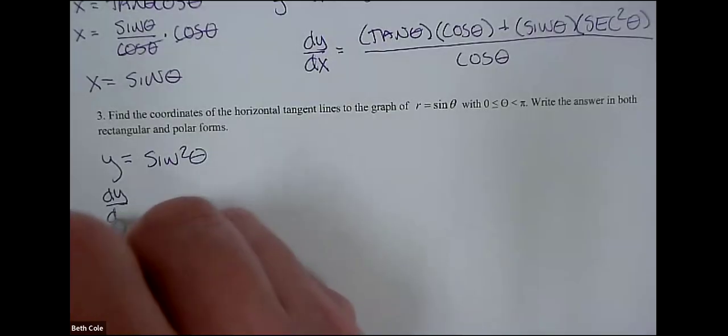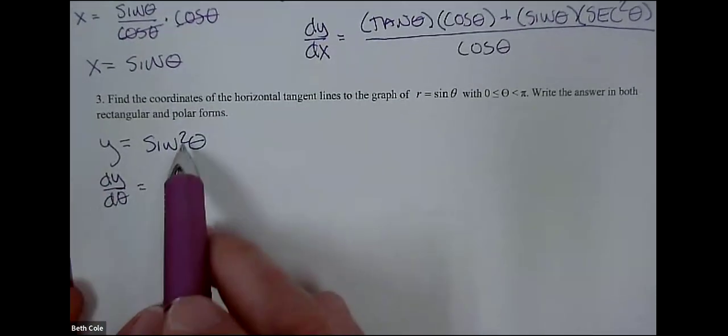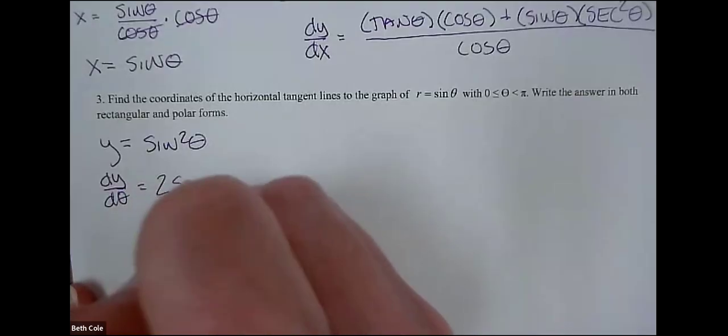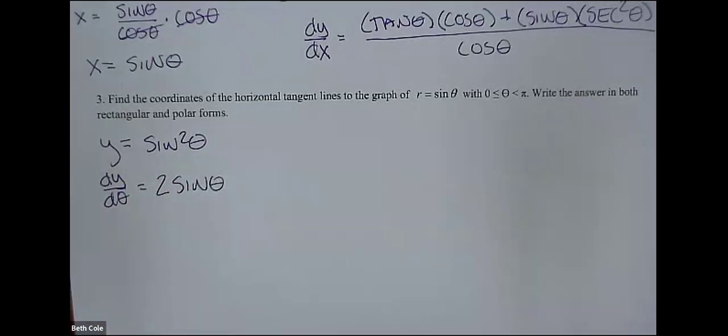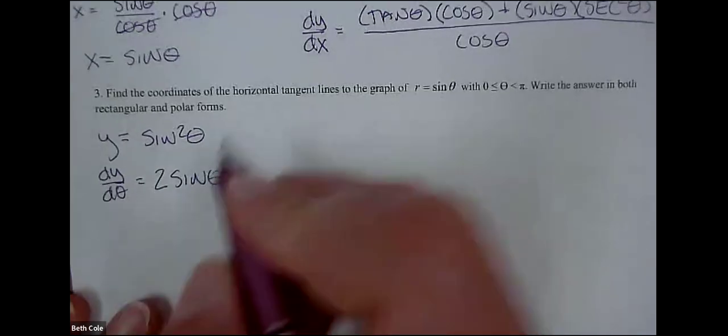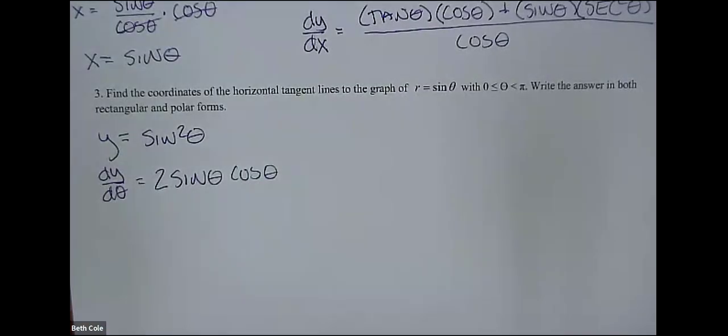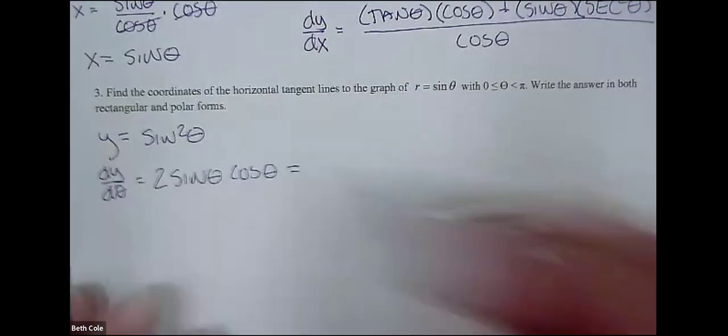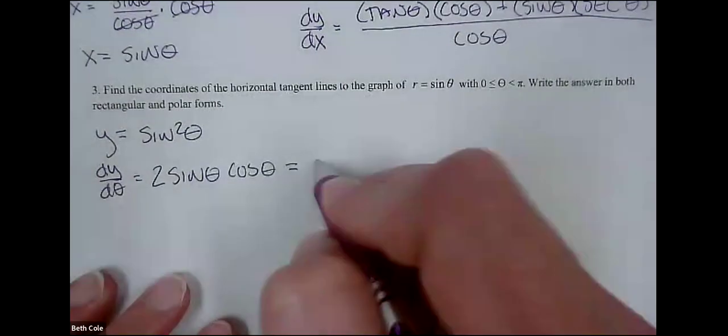So dy d theta equals, it's a chain rule. You're going to bring the 2 down. It's going to drop to a 1. You can write a 1 if you want to. And then you chain on what? Cosine. Derivative of sine is cosine. Oh, you're all hanging in there. Nice. And we're going to set that equal to 0.